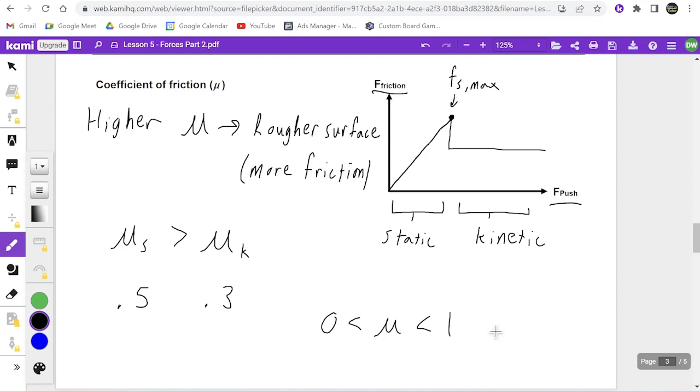Okay, so that's enough of me talking about friction. The good news is the actual equations that we're going to do are very similar to what we have been doing. It's actually not that bad. But do we have any questions before we get to those?